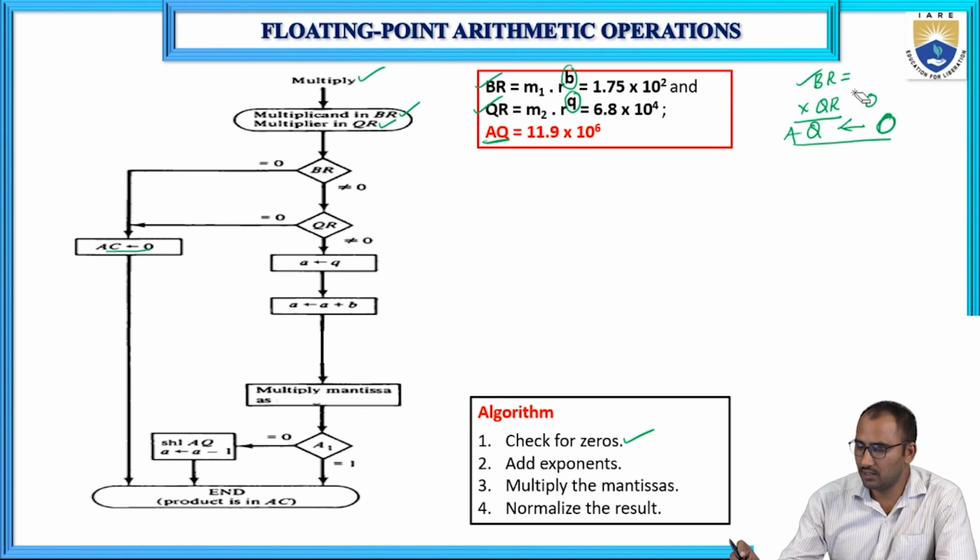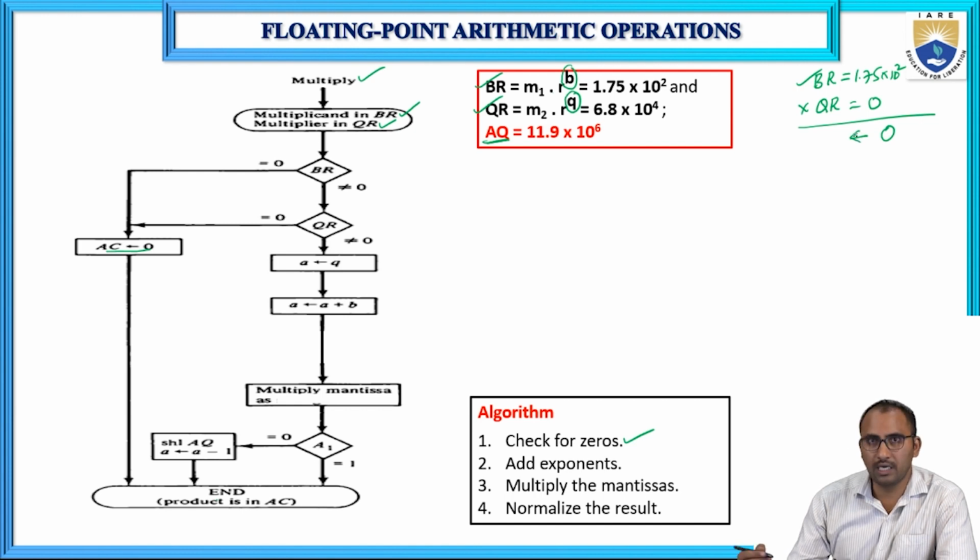Now consider the second case. BR has some value, 1.75 times 10 power 2, and now QR is equal to 0. What is the result? Even though BR has some finite value, QR is 0, so you will get 0, because in multiplication, if any one value is 0, the final result will be 0 only. So again the result is 0, and that 0 value will be loaded into the accumulator.